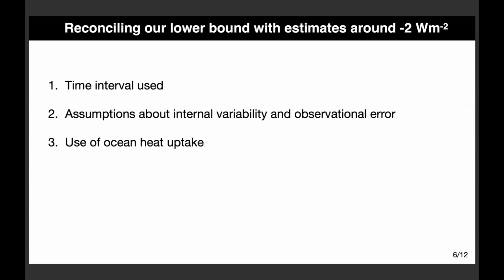So now a critical listener might say, okay, here's yet another aerosol forcing lower bound in the literature. But what we're really interested in is understanding why every study seems to get a different bound. And we think we can explain or reconcile foregoing estimates using 3 assumptions. First, the time interval used; also assumptions about internal variability and observational error; and whether or not studies use ocean heat uptake.